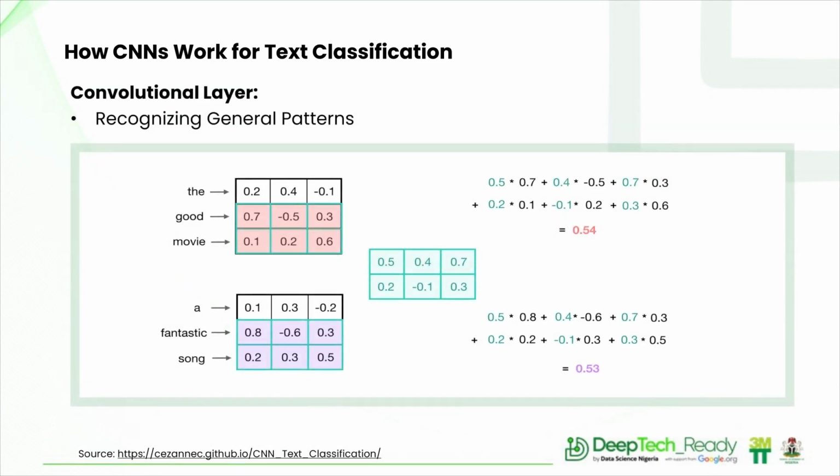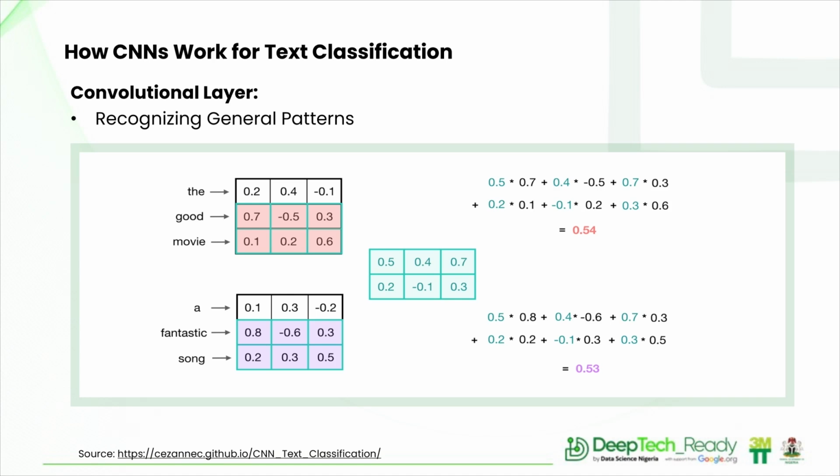Now there is also another nice property of this convolutional operation. Recall that similar words will have similar embeddings, and a convolution operation is just a linear operation on these vectors.